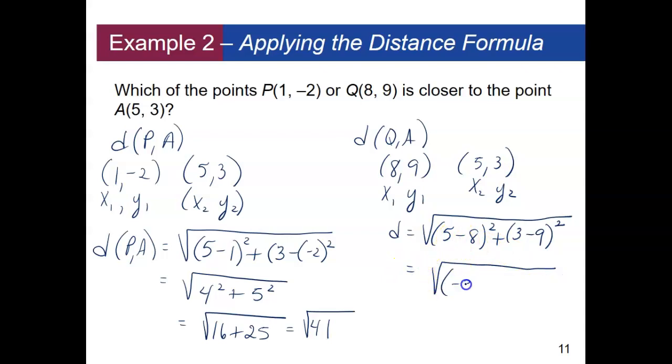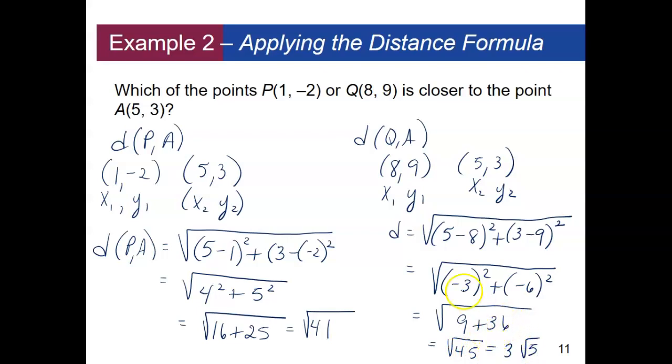This is going to be a negative 3 squared, and this is going to be a negative 6 squared. So I'm going to have the square root of 9 plus 36, which is going to give me the square root of 45, which if I were to go ahead and simplify this, is actually going to simplify to be 3 square root of 5.